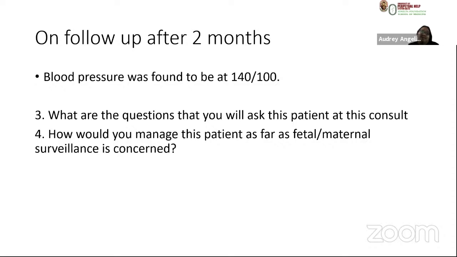Go back to your cardiac changes in pregnancy. What have you learned? Increase in cardiac output. Okay, so there's increase in cardiac output expected at around 28 weeks. So this is expected. Okay. So how will you manage this patient as far as fetal and maternal surveillance is concerned?